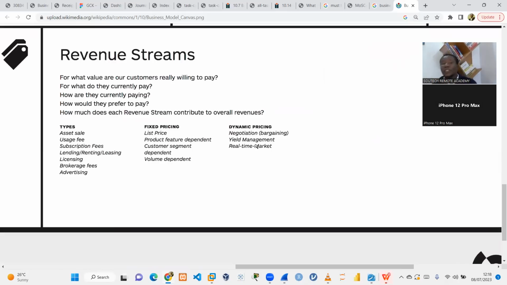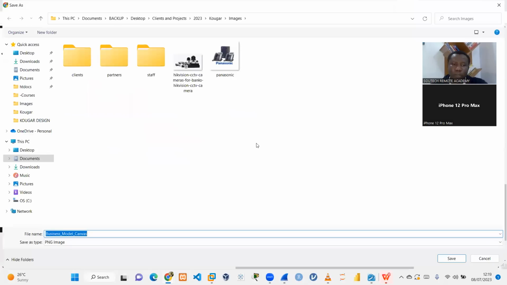So how are you going to make money? From asset, from usage, from subscription, from lending, from license, from brokerage, from advertisement. What are your fixed prices? What are your dynamic prices? So to set up a business, you need to understand the business model canvas. To analyze a business, you need to look at the model of that business. That's one of the ways you can make proposals for expansion, proposals for growth, and all of that. So save this and I'll drop it on the group. Business model canvas.